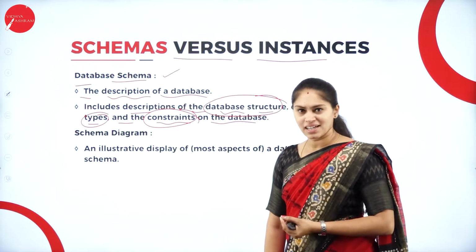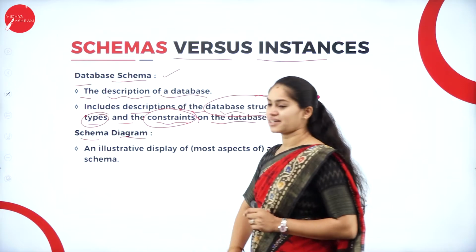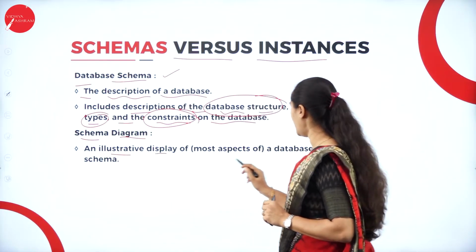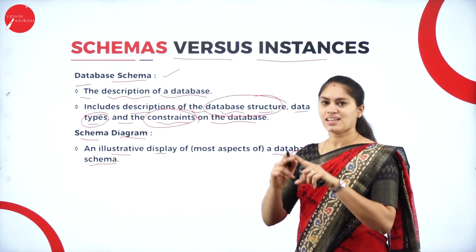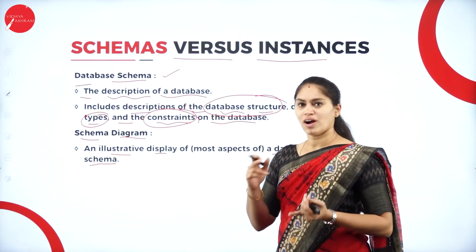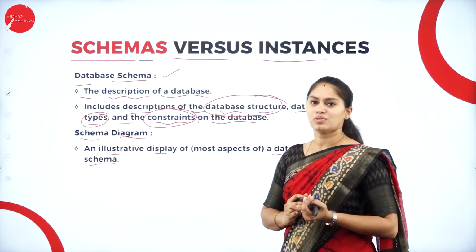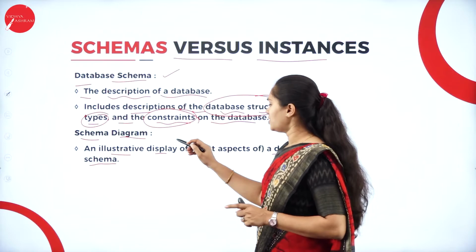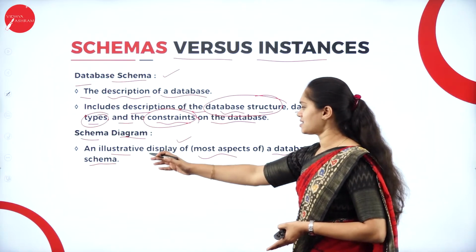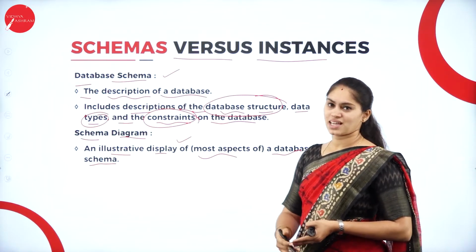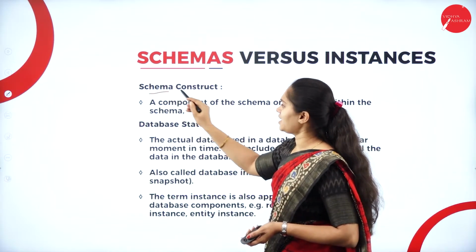If I am representing this schema with a diagrammatic representation, then I am going to call that a schema diagram. That is, an illustrative display of the database schema is called a schema diagram. The schema comprises the database structure, the data types, and the constraints. If I represent that with a diagrammatic or pictorial representation, that illustrative display of the database schema is considered a schema diagram.